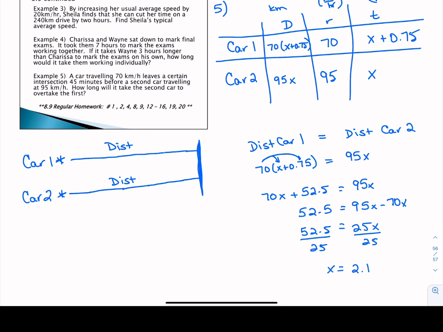And remember, x is referring to a time measurement. So really, x is 2.1 hours. Once again, if you want to convert this to hours and minutes, you can take that 0.1 hour and multiply it by 60. So you'd get 2 hours and 6 minutes. So in this particular case, after 2 hours and 6 minutes of driving, car number 2 is going to have caught up to car number 1.